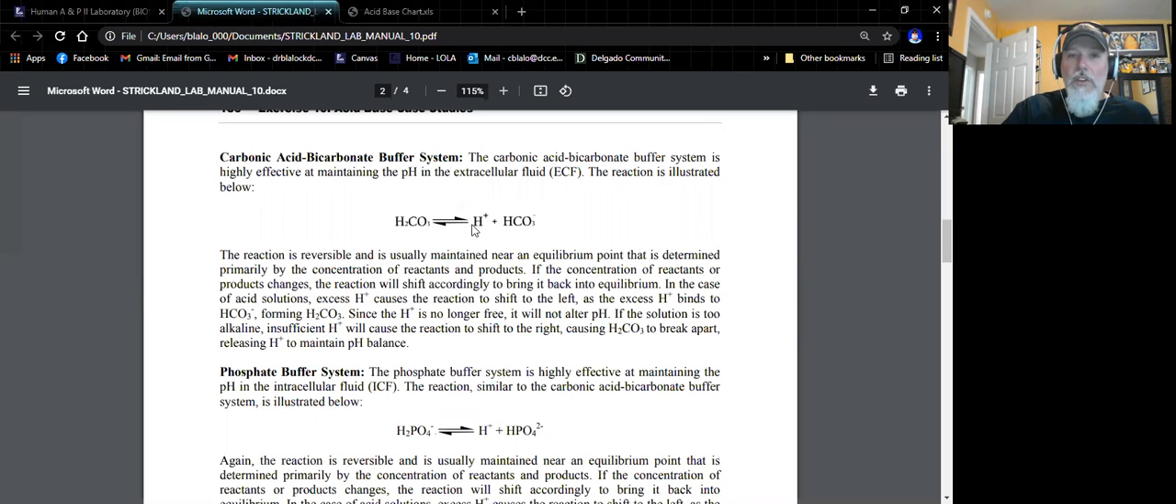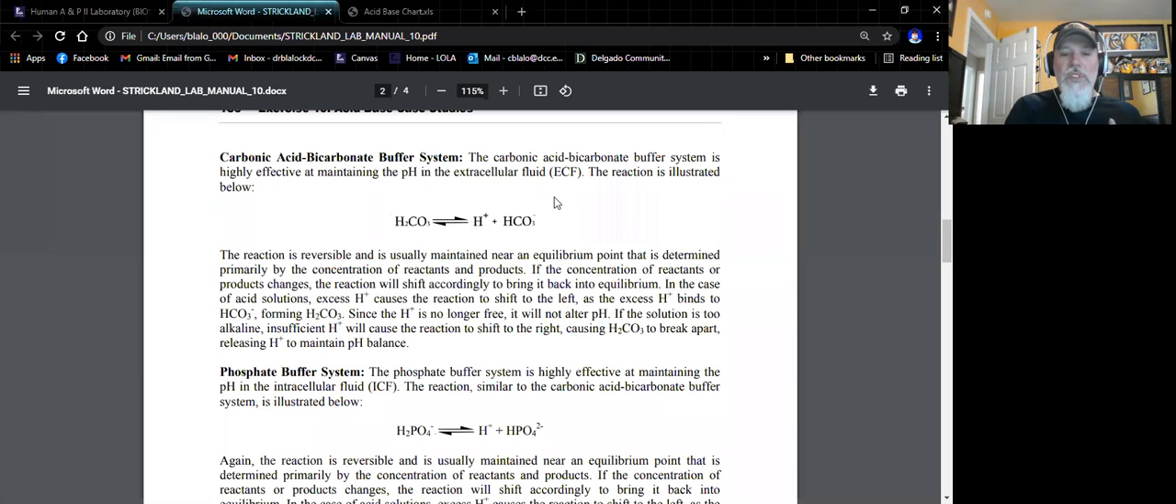So again, the direction the reaction is going is based on whether a solution is acidic or whether it's basic. If it's an acidic solution, we're driving the reaction this way. If it's a basic or an alkaline solution, we're driving the reaction this way. Again, this is a temporary solution, but this is a solution that can happen very rapidly. This is immediate. This is constantly happening in our body.